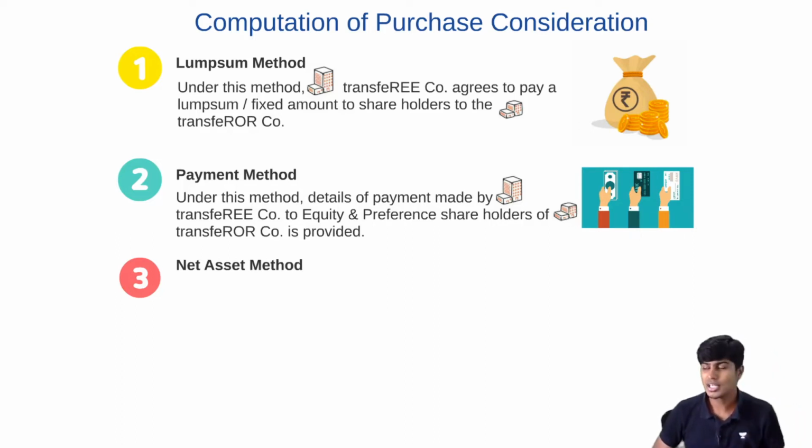The question is, under net assets taken over method, transferee company will take over the assets and liabilities of transferor company at agreed value. That is the value other than book value. When you take it over at a value other than book value, what will happen? You can answer.